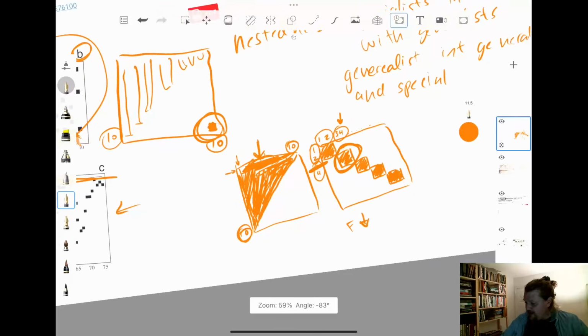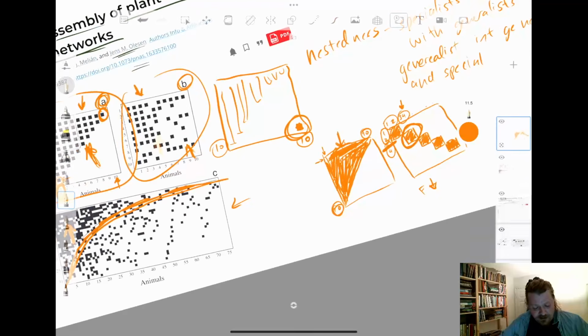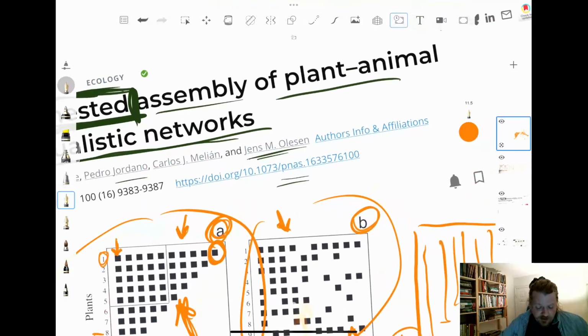So yeah, check out this paper. It's actually a pretty, PNAS papers are great. If you want to read it, check out this DOI. I'll pause on it for a second. This is about the nested assembly of plant networks.